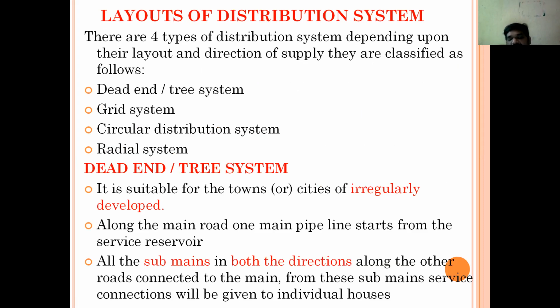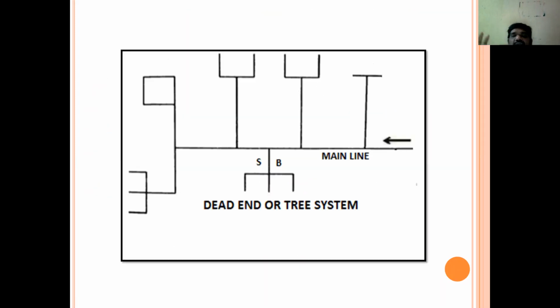See, dead end system. This is the blueprint you should draw in the examination. We should draw this dead end system. One main pipeline will be laid along the main road. To that main pipeline, the branches, services and branch lines will be taken in such a way that they can supply water. This system is mostly adapted to the cities or towns which are irregularly developed. Third point, initial cost is cheap and maintenance is also cheap.